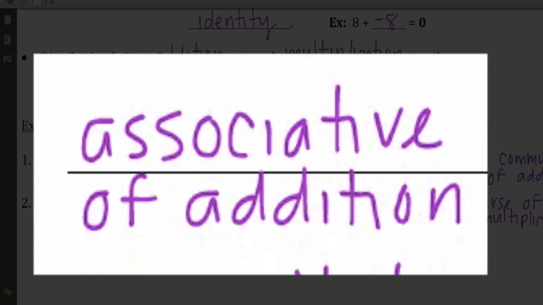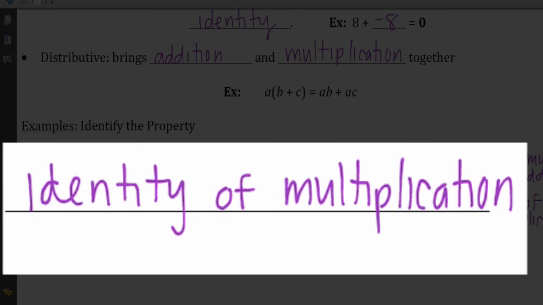And notice, on my notes here, I didn't write property. That's fine. I'm not nitpicky on that kind of thing. But we do need to definitely say it's associative and mention that it is of addition. Okay, number 2, we have 14 times 1 equals 14. In this particular problem, we're doing 14 times a number and getting back 14. Well, we said the identity gets us back to the original number. So this is the identity of multiplication. You could also write the multiplicative identity, and that would be correct.